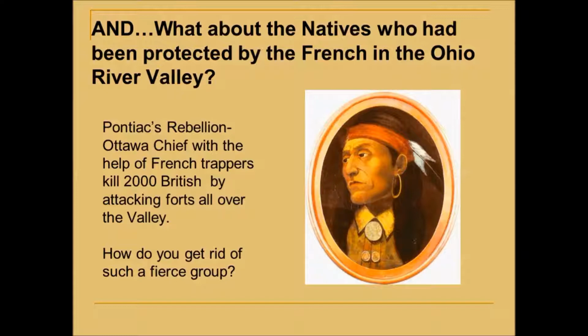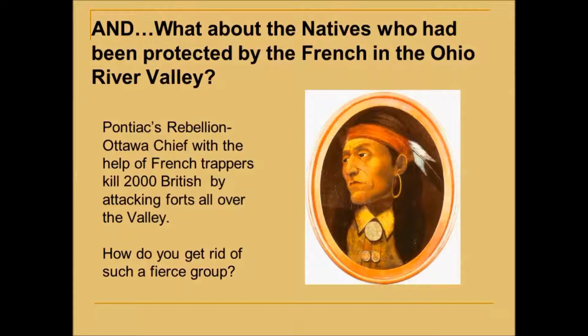So the colonists have to get together and figure out exactly how to get rid of such a force, especially when they did have French trappers that were helping them too. It was really hard to see who the enemy and who the friend of the British was in the Ohio River Valley. So they decided to do something really drastic. And the British, for the first time, purposely decided to give diseases to the Indians.